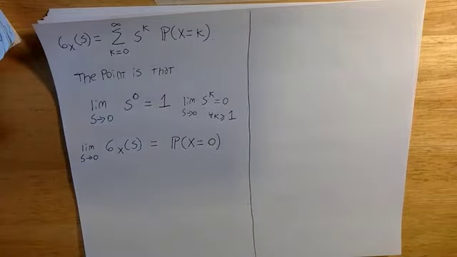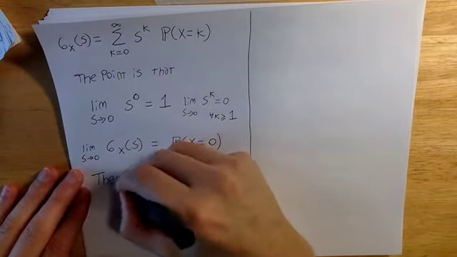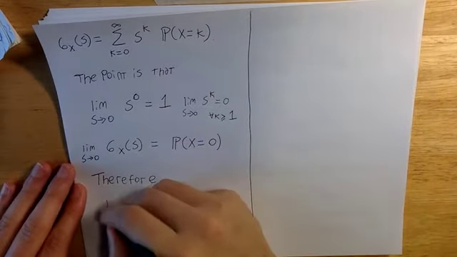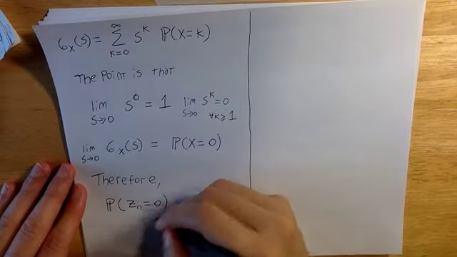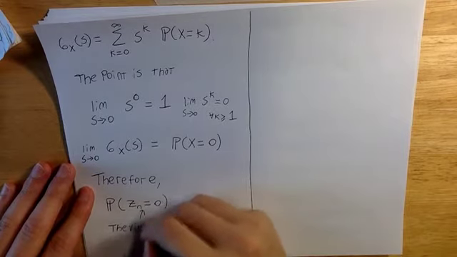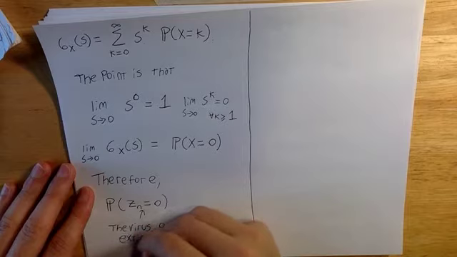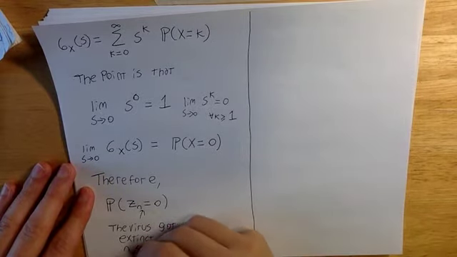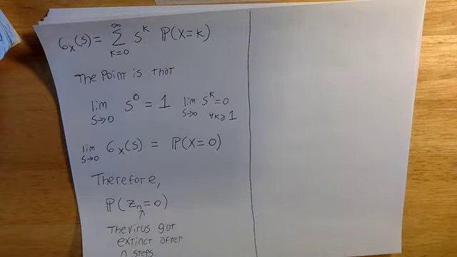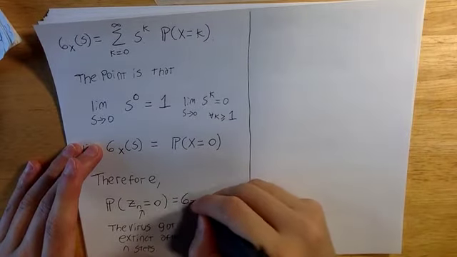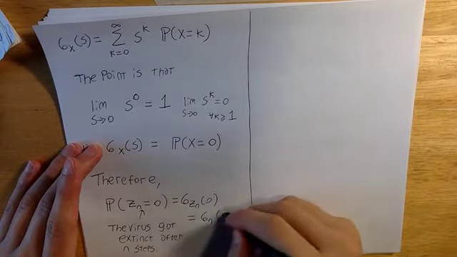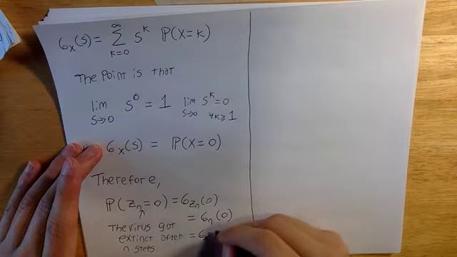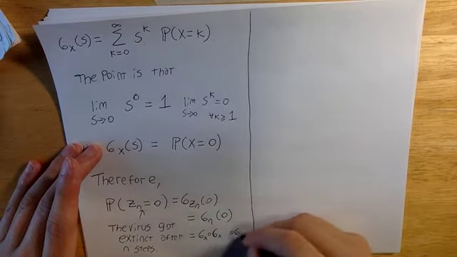Okay, therefore, the probability that Zn is equal to 0, so this is the virus got extinct after n steps, is equal to G of Zn at 0, which is also equal to Gn at 0, which is just G of x composed with G of x composed with G of x at 0.